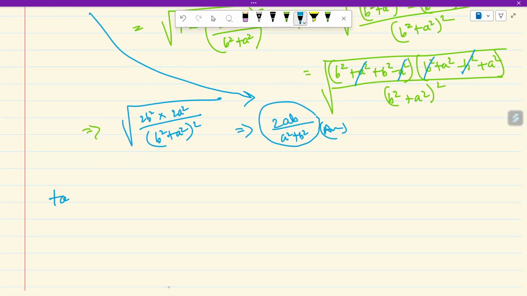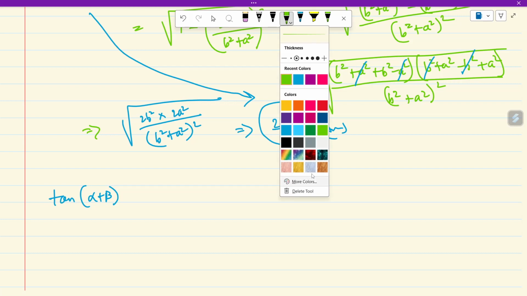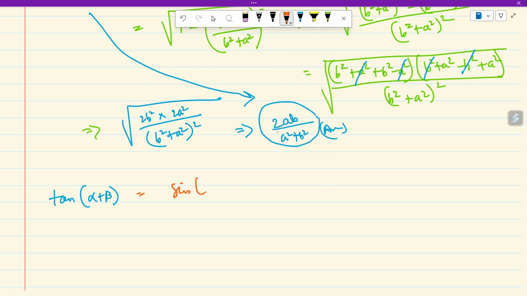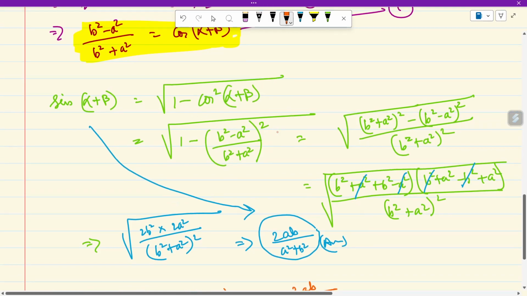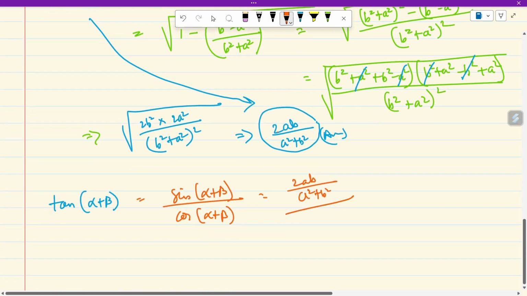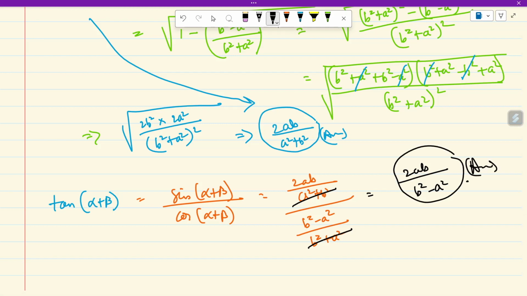So we come to the third part of the question, that is tan alpha plus beta, which is equal to sin alpha plus beta by cos alpha plus beta. So what is sin alpha plus beta? Sin alpha plus beta is equal to 2ab by a square plus b square, and this is divided by b square minus a square by b square plus a square. As you can see, the denominator cancels, so the value is coming 2ab by b square minus a square. That is the third answer that we have to prove.